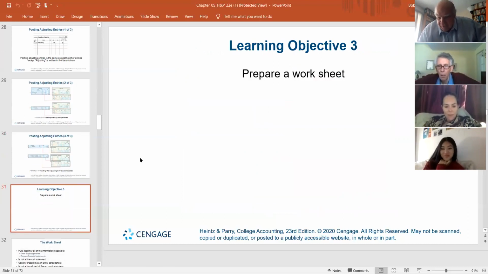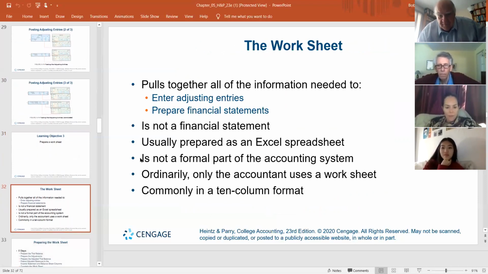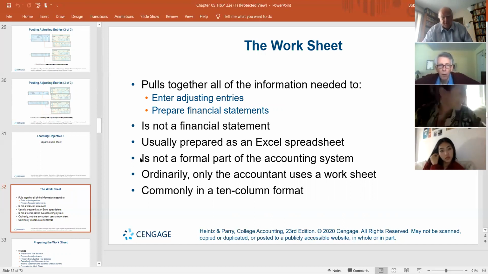Okay. Let's look at the worksheet a little bit, huh? The worksheet. I love the worksheet. I remember doing this in pencil for years and years. And I never made a mistake doing it. Oh, yeah. Boy, this thing was a pain in the neck in those days.